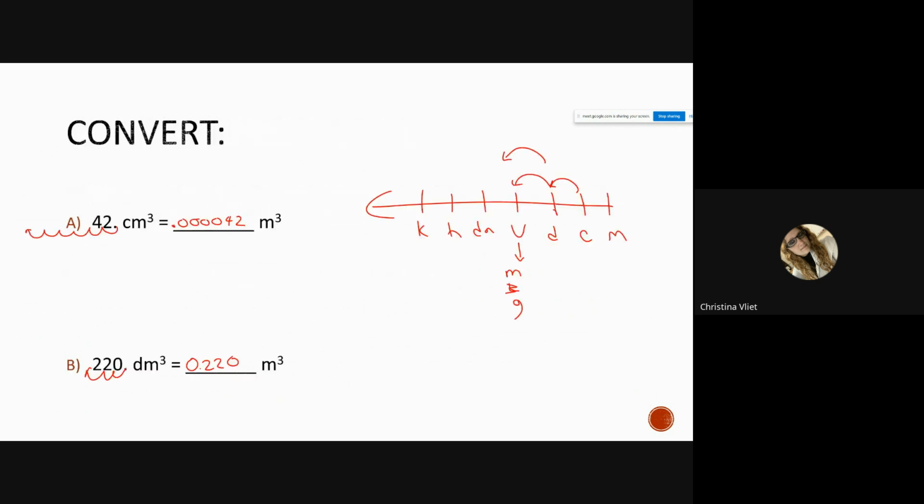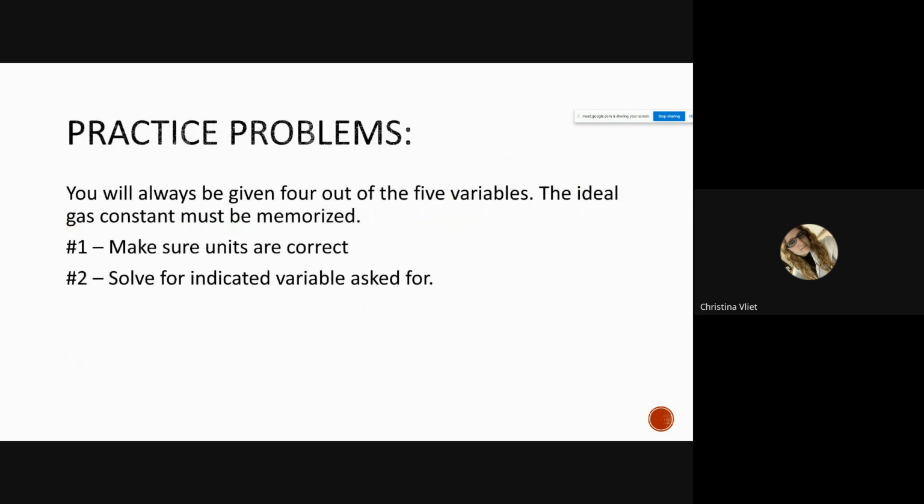King Henry died unusually drinking chocolate milk. King Henry died unusually drinking chocolate milk.